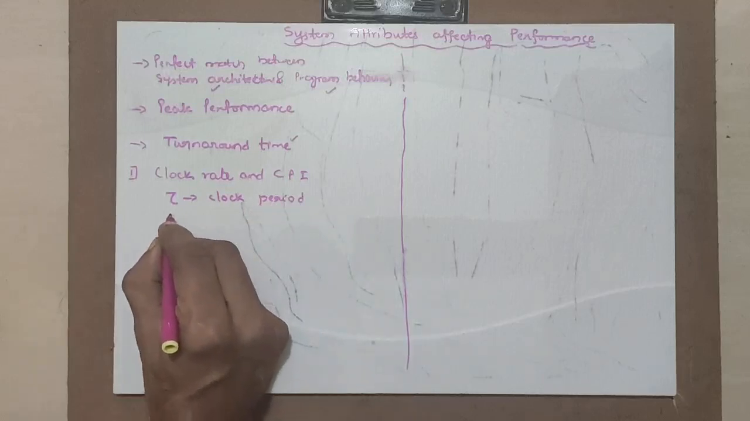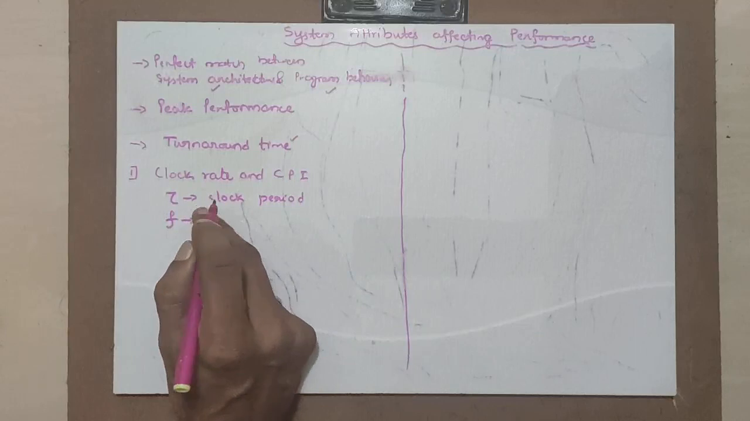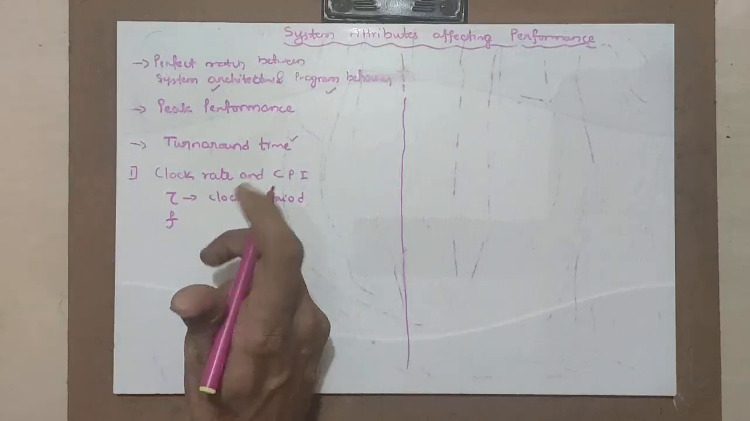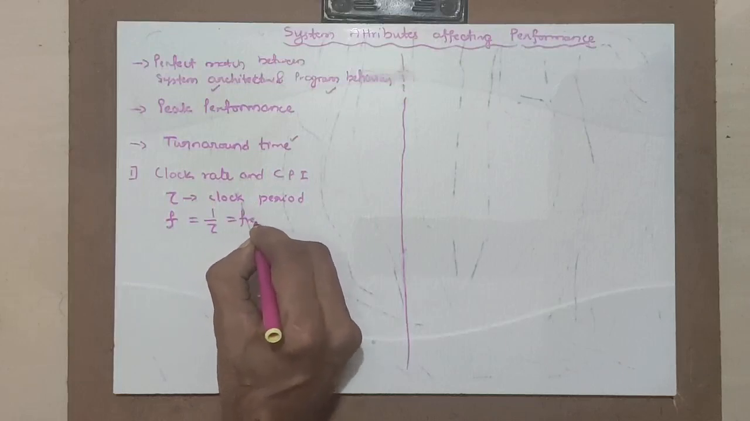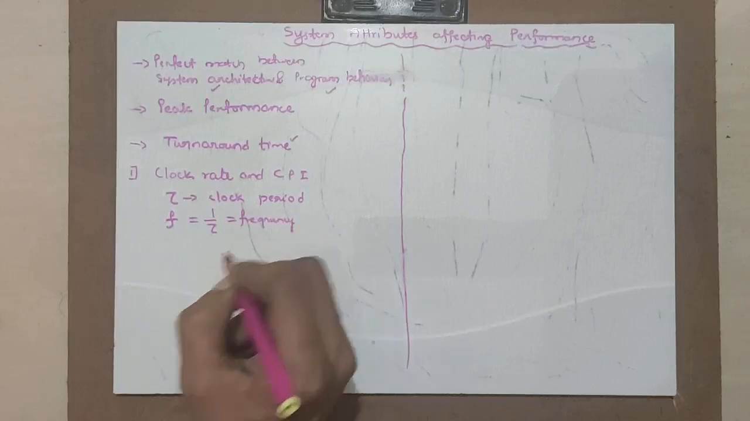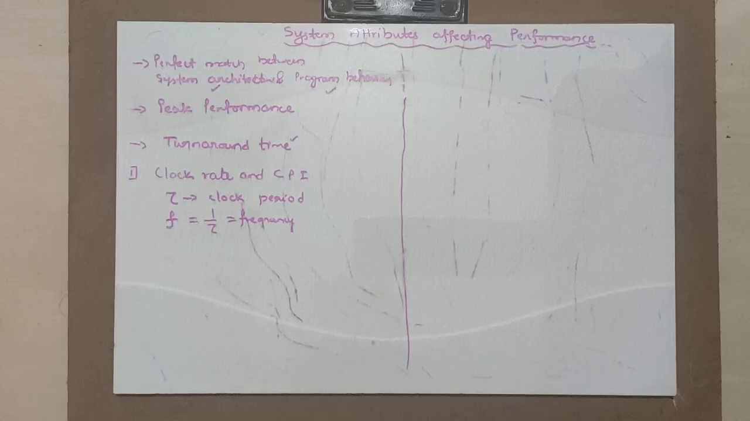You know that the frequency of the system is 1 over tau, okay, and it is frequency. As the frequency is increased, the clock period becomes small, the execution becomes fast. Very simple. You know that 500 megahertz system, now today you will find 2.5 gigahertz systems, okay. Hence, the frequency is 1 over time period.